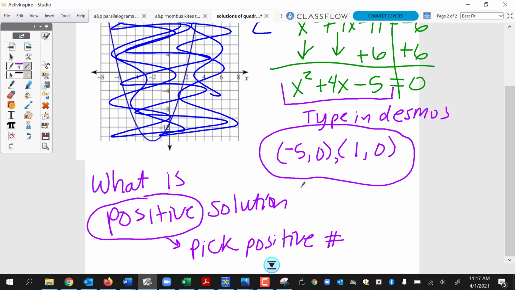Okay? Other than that, that's pretty much all there is to solutions. You make sure it's equal to 0 and then type it in Desmos.